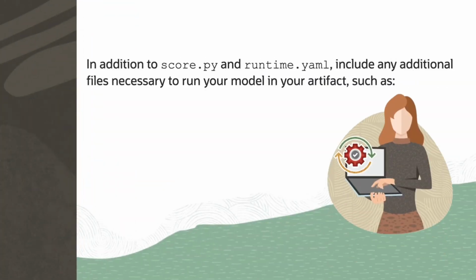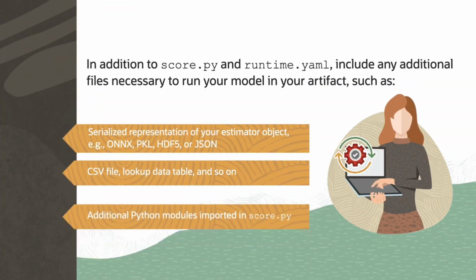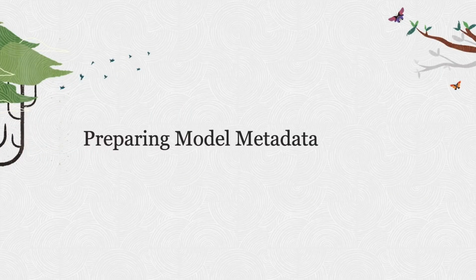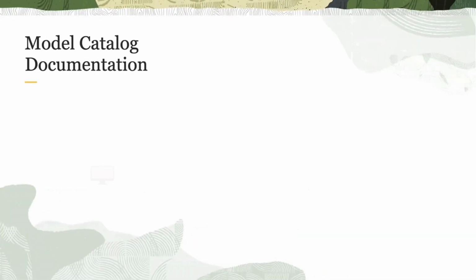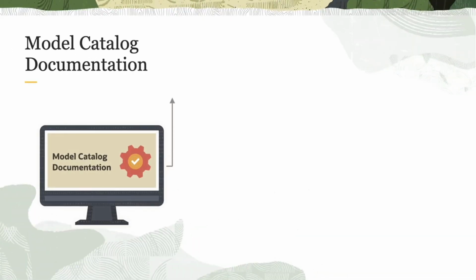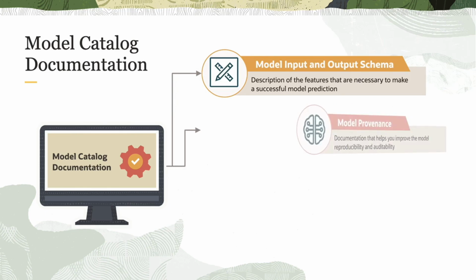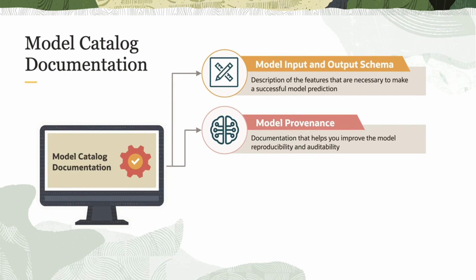In addition to score.py and runtime YAML, you can include any additional files that are necessary to run your model in your artifact. Now let's look at preparing your model metadata. There are 4 types of model catalog documentation. Model input and output schema. This is a description of the features that are necessary to make a successful model prediction. Model provenance. This is documentation that helps you improve the model reproducibility and auditability.